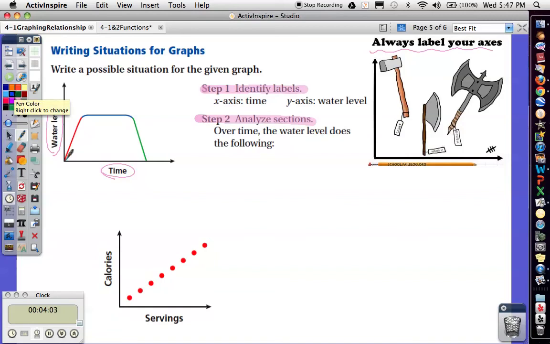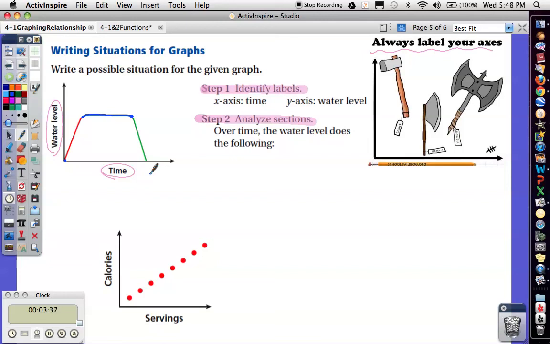Well, notice here at the beginning of time, I have nothing. After some time, I'm going to have an increase. Then I'm going to have it steadying out here. And then after some time, I'm going to have a decrease down. Your situation can be about whatever you want as long as it's school appropriate. So make it fun, make it something that you're interested in, and something that fits time and water level.